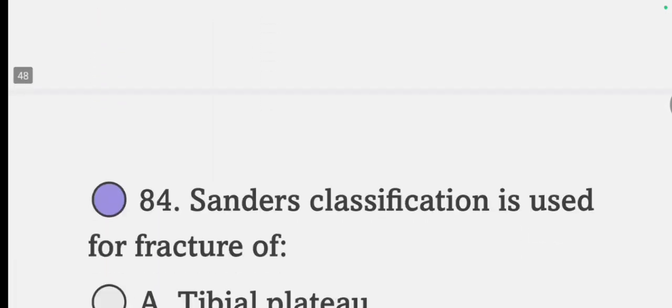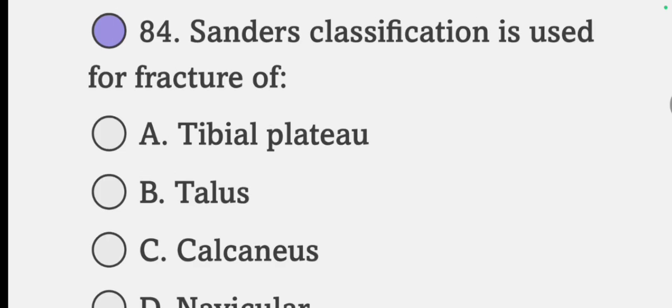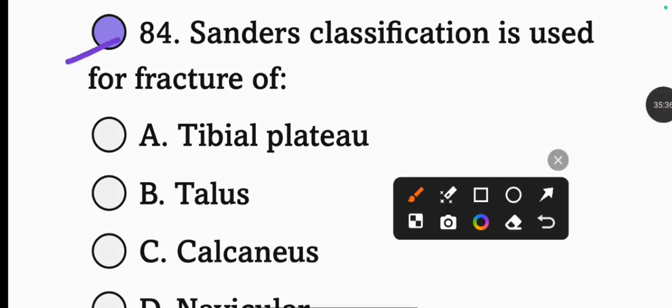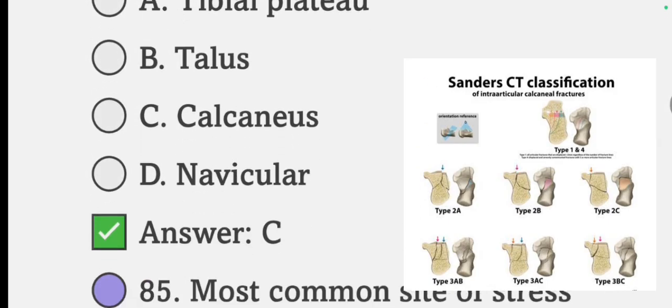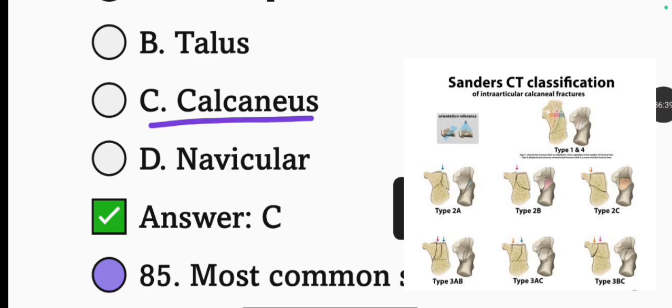Okay. Now come to our 84 questions. Important question: Sanders classification is used for fractures of. So Sanders classification is important for the calcaneus. So C option given is the correct option.